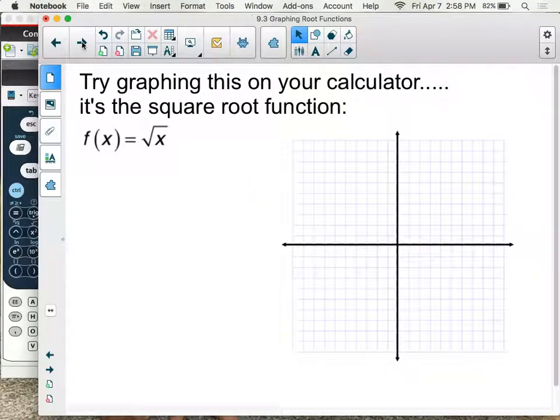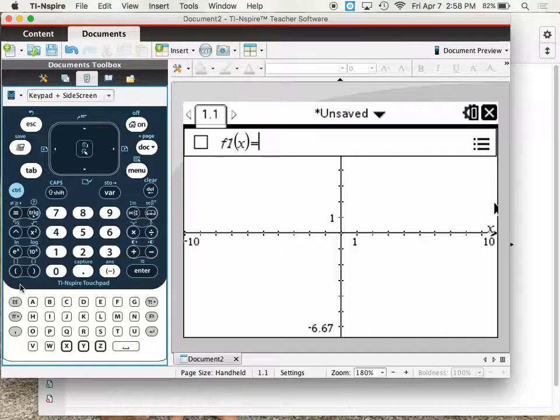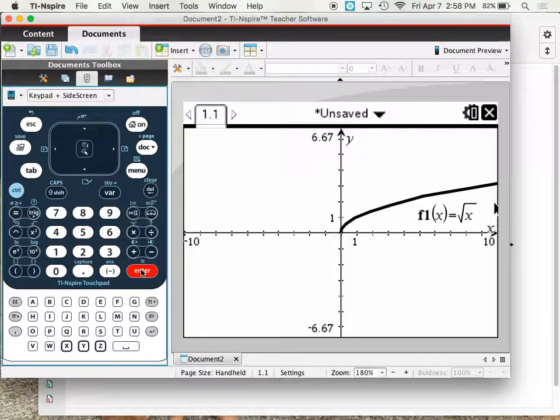So the first one we're going to start with is graphing this one on your graphing calculator. It's the square root function. So go ahead, take a minute, graph it on your calculator. All right, so when you do that, the square root of x, and you press enter, it seems like we got the right half of the graph. Where's the left half? Well, check out the table for a minute. If I go Command T and show you a table.